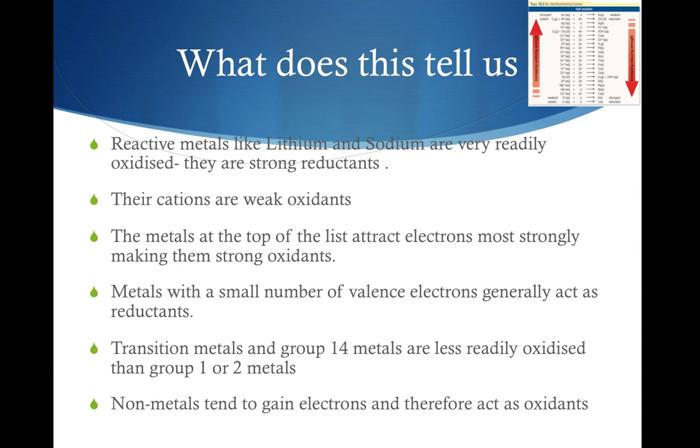Okay. The ones which are most readily going to act as reductants are ones which have got a small number of valence electrons, so group 1 or group 2 metals, okay, because they've got fewer electrons to lose and therefore are going to give them away much more easily.